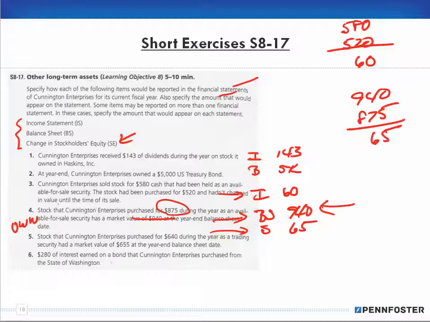Remember, you're still holding on to that stock, so you still own this $940 of stock. When you go to sell it, then you're going to take it off of your books. And of course, you would have the gain, whatever it is, and it would show up on your income statement at that point in time.